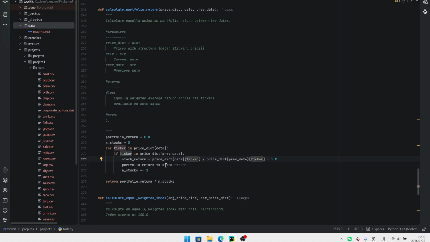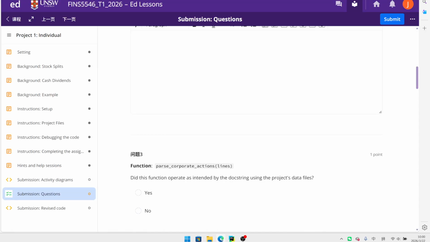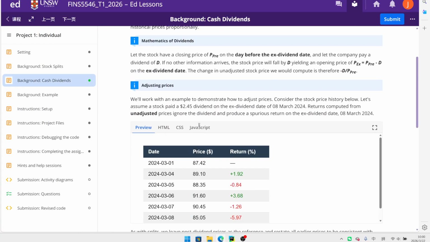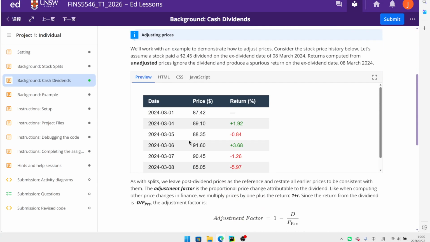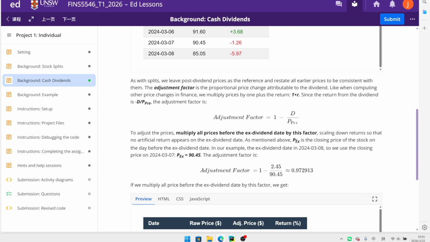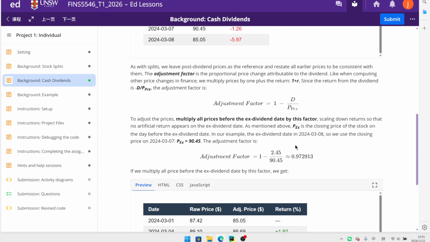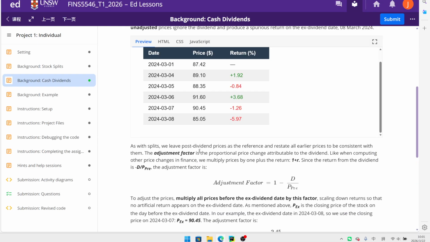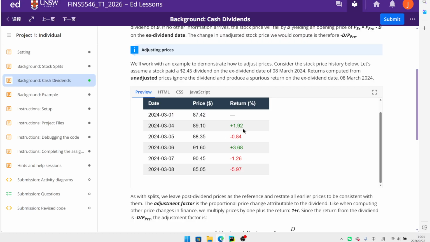Portfolio return is accumulated over the stock returns, number of stocks plus 1. So let's see the function in the setup. Adjusting price, adjusting factor. So I need to know the return. Adjust factor.